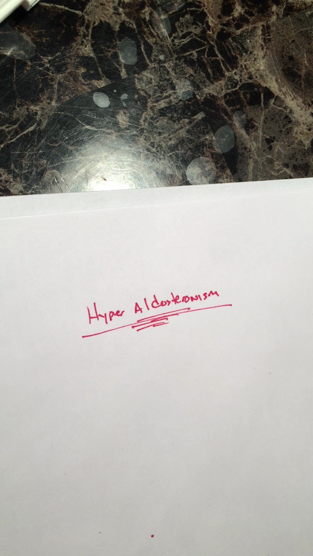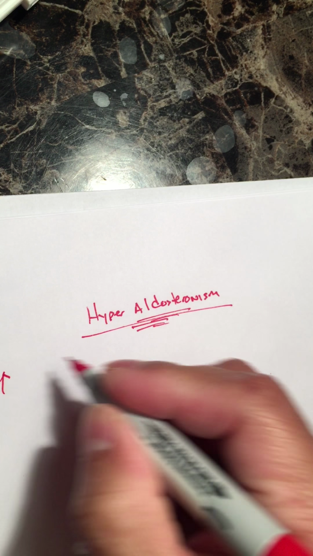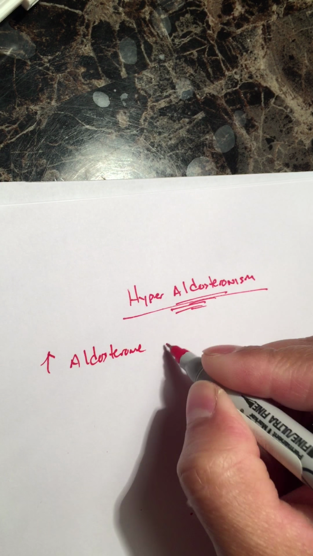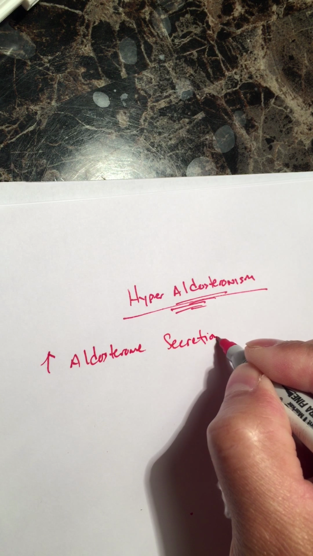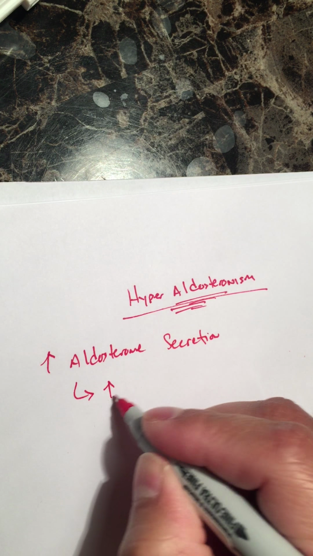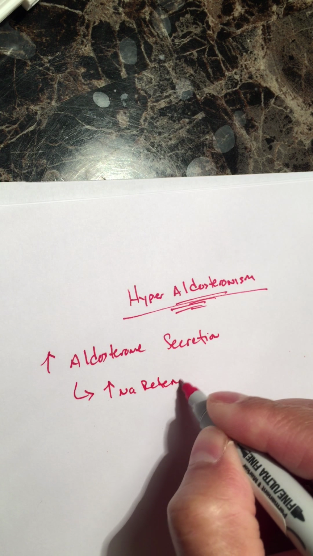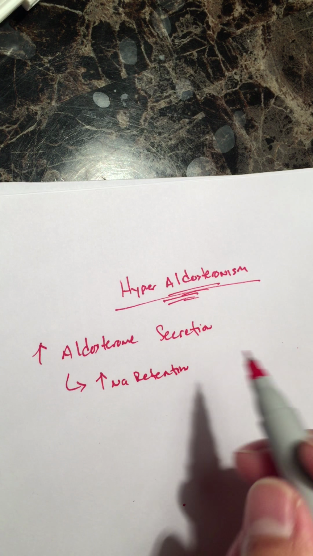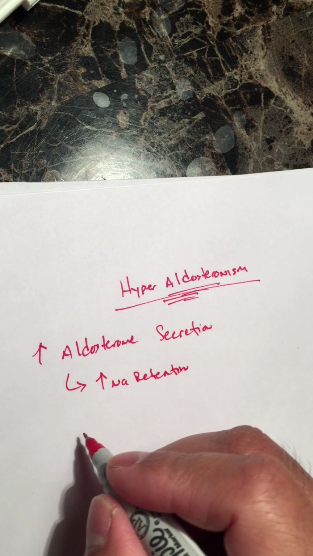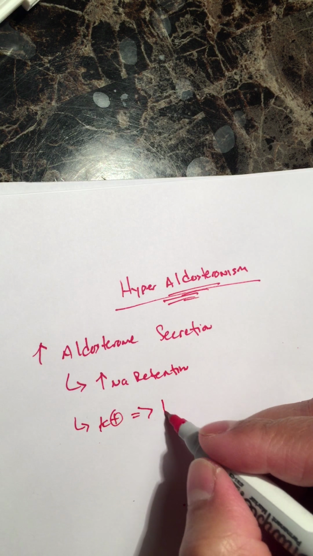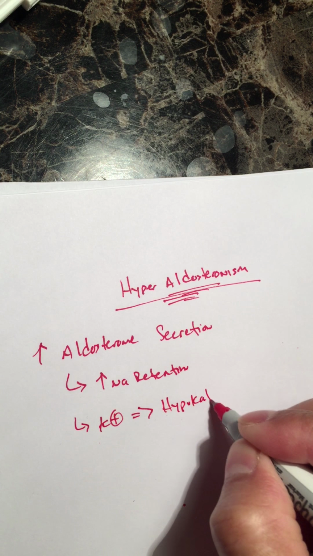So again, hyperaldosteronism is an increase in aldosterone secretion. Again, this aldosterone is going to increase sodium retention. And the other thing that aldosterone is going to do is it's going to cause potassium excretion. So you will end up with hypokalemia.